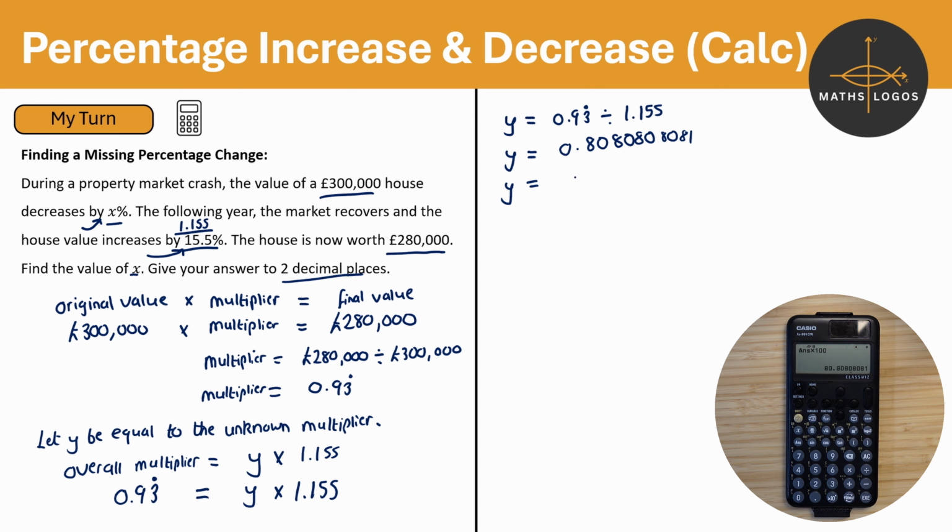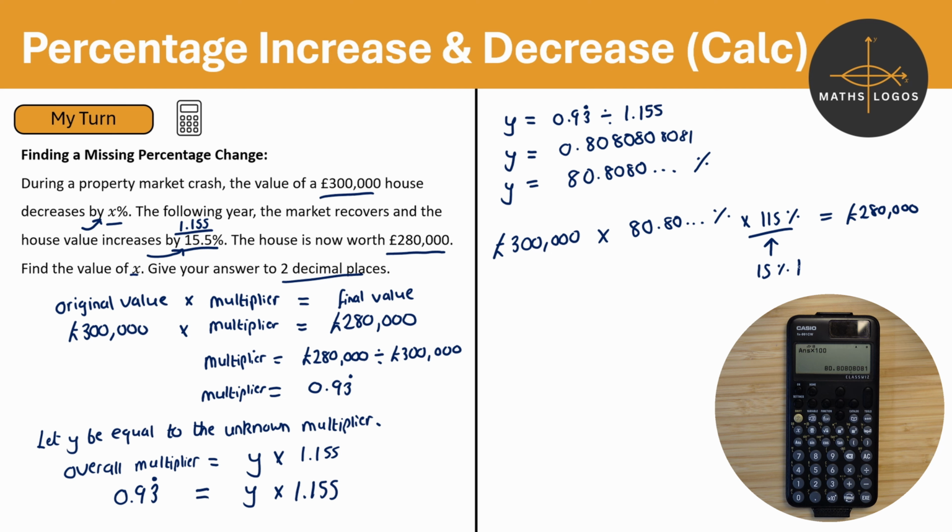And what it tells me is that this is equal to 80.8080, and that keeps going, percent. To go back to the context of our question, we had this house which cost £300,000. And two things happened. It was multiplied by our multiplier y, which we said was an 80.80 repeating percentage. Then it was multiplied by 115%, which gives us our £280,000. We can see that that is a 15% increase.